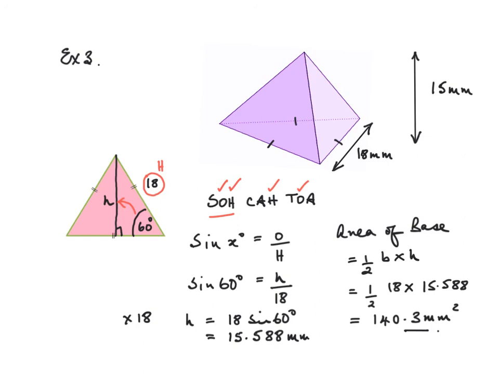Now, final thing to do, the volume of the pyramid, 1/3 of the area of the base times the height. So it's 1/3 of 140.3 times the height of the pyramid, so it's 15. And that gives us 701.5 millimetres cubed.